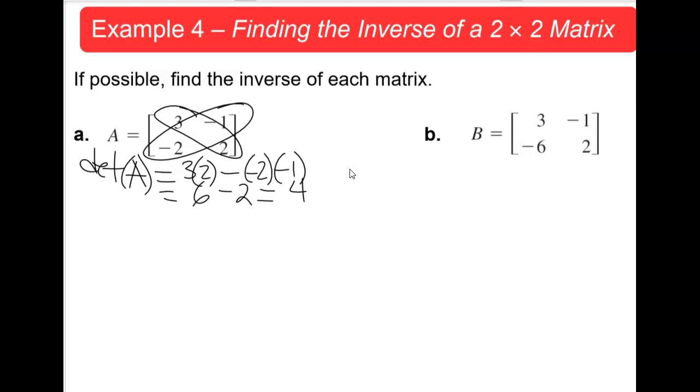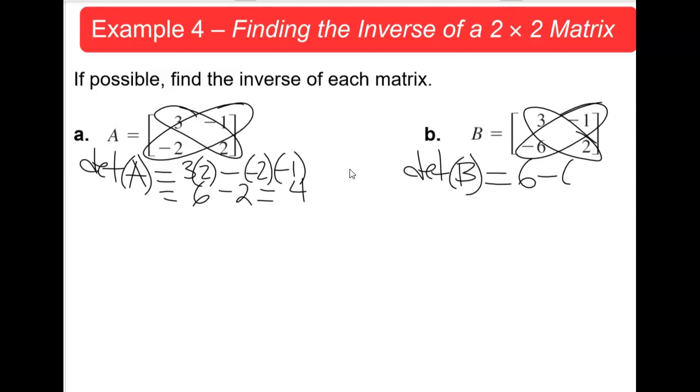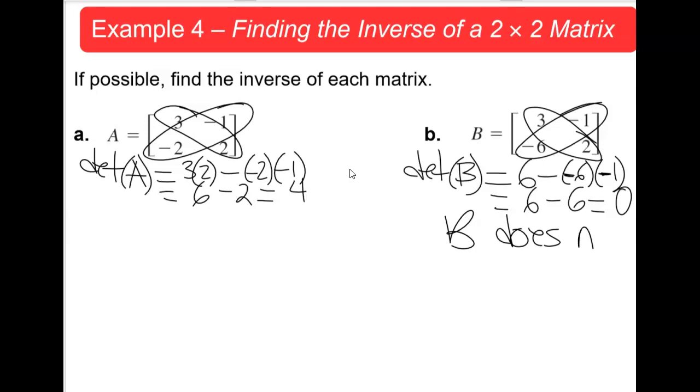Let's calculate the determinant of B. So if we multiply 3 times 2 is 6 minus, and then -6 times -1. So here we will get 6 minus -6 times -1, which is +6. So 6 minus 6 is 0. So here we could say B does not have an inverse.